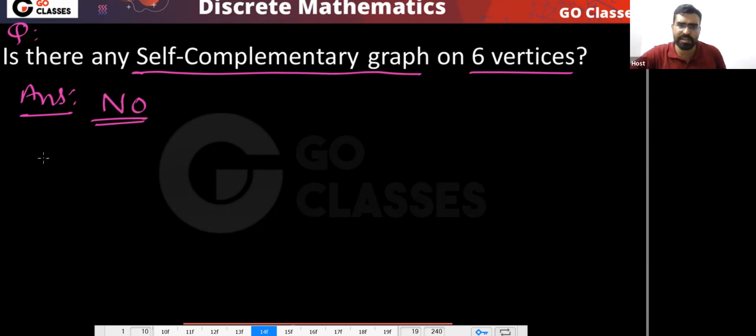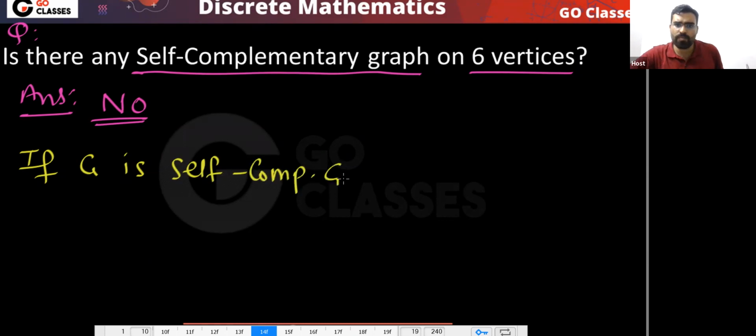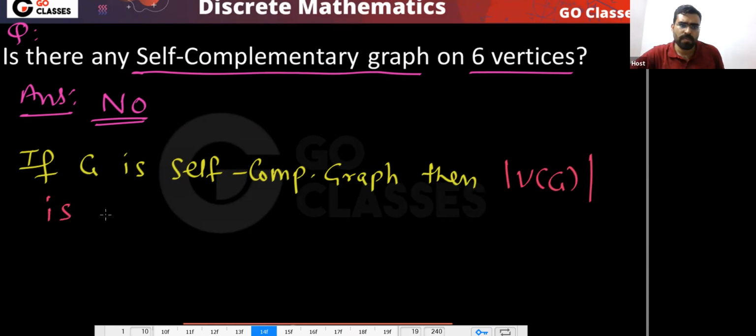if G is self complementary, then what should happen? If G is self complementary graph, then 4 divides, I can say, the number of vertices in G is a multiple of 4, I can say it is 4k or 4k plus 1. Correct? Yes or no? Agree?